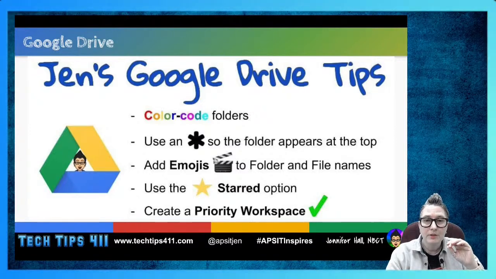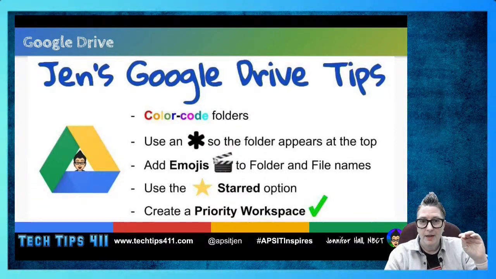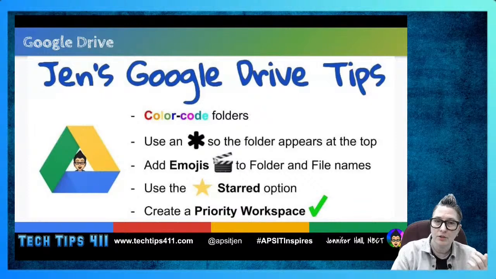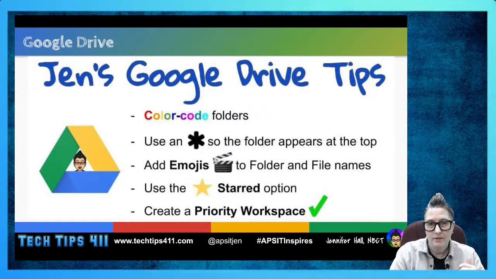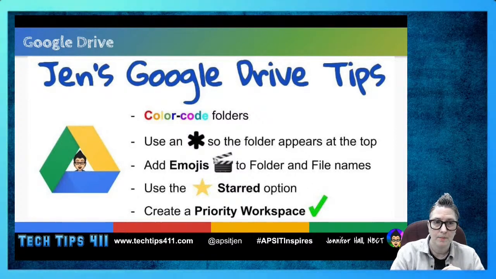So if you really still need to have it live at the top, put that asterisk and the emoji. You can also use that star option by right clicking on any folder. You can actually star it, and then it's going to live there, and on the left hand side in your drive, you can search by starred. Again, creating that quality workspace.